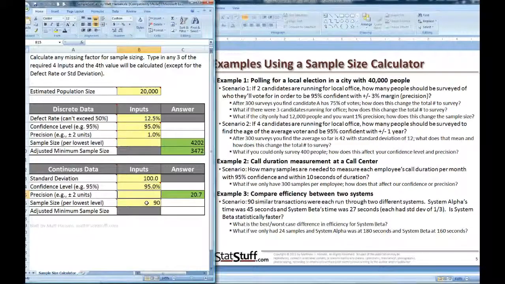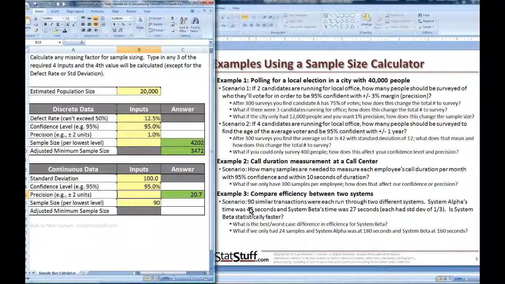Again, that means we have 180 total samples, but in this case, we've only collected 90 for each one, so we're going to plug in 90 per each of those different systems. And for the first system, they were at 45 seconds, and system beta, they were 27 seconds, and we said 1/3 of that was their standard deviation. So we're going to solve for precision. How precise are we with each of these? And we're going to assume a 95% confidence.